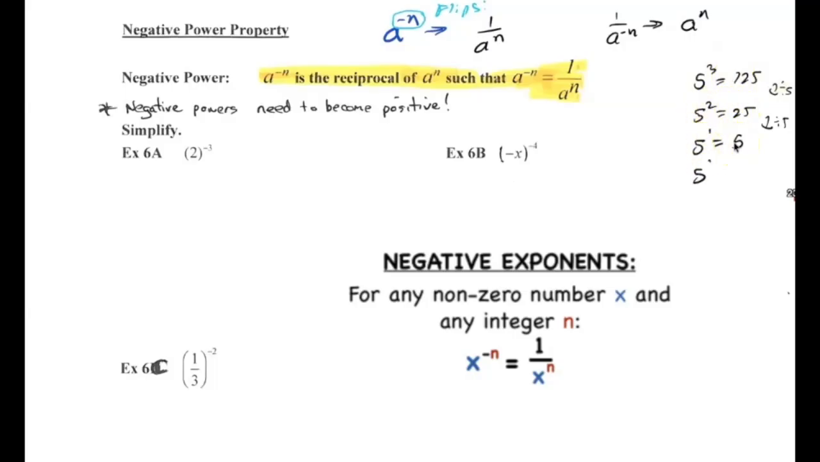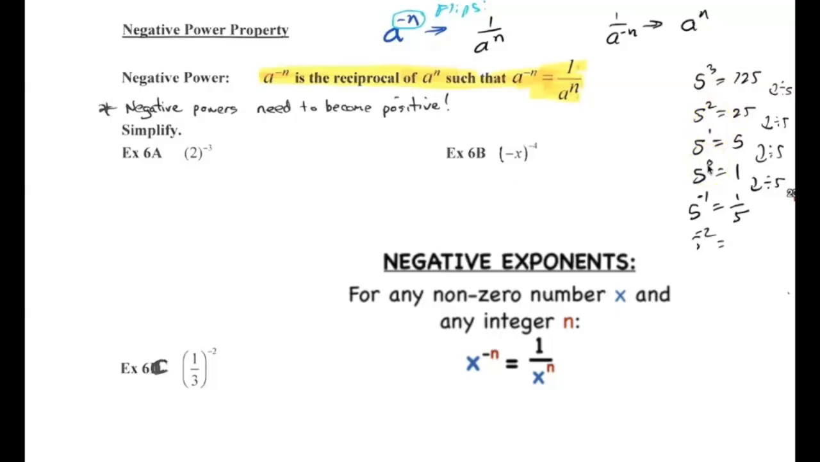And then we get 5 to the 0. Well, divide by 5. That is just 1. 5 divided by 5 is 1. Any number to the 0 power is 1. And we divide by 5 one more time. You get 1 over 5. Follow the pattern here. Every time we divide by 5, we're subtracting 1. 5 to the negative 1. And you keep on going.